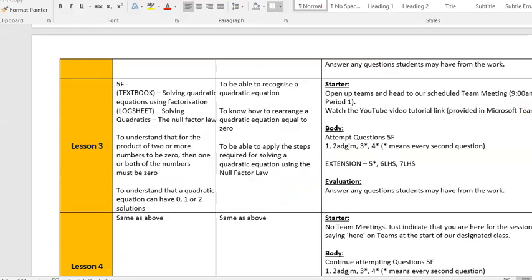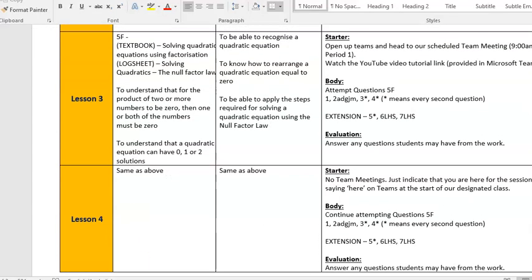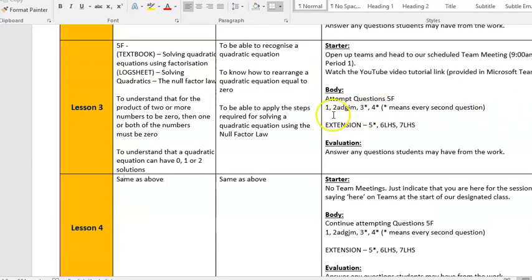Questions that you need to delve into, just make sure you read the weekly planner. 1, 2, and 3 and 4 every second question, and then extensions 5 every second, and 6 and 7 left hand side. You know where I am if you need any help.